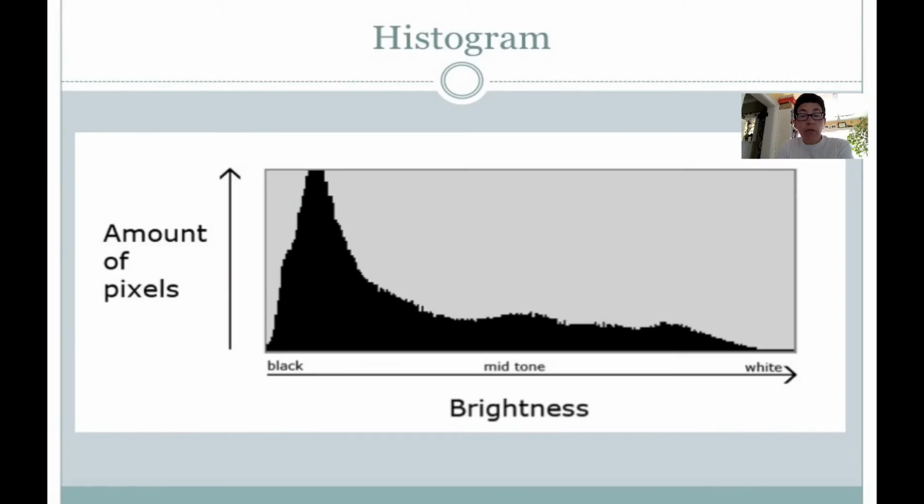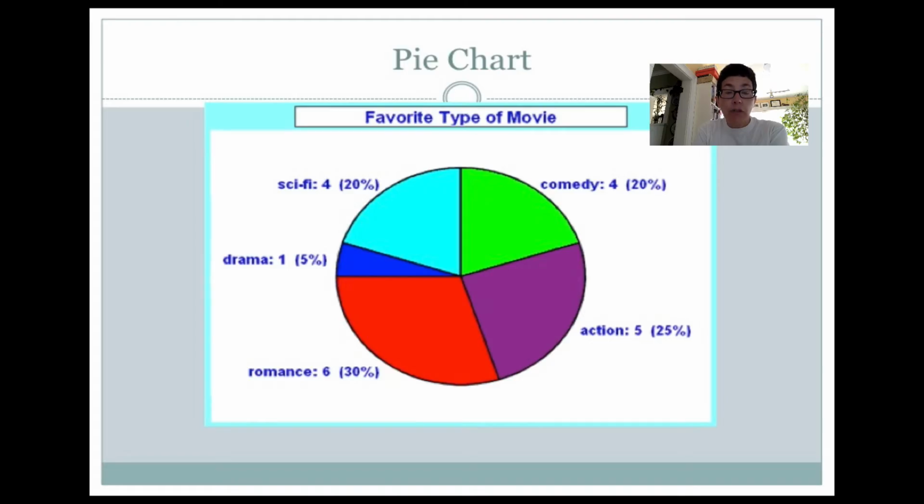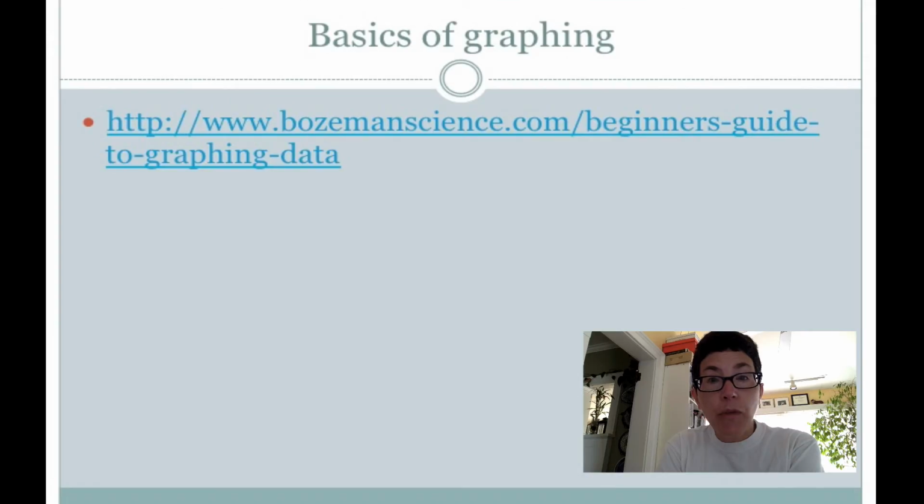Histograms. Histograms show distributions of data or a comparison of data. They can look similar to bar graphs, but the bars don't touch. Pie charts. Pie charts show parts of the whole. Each segment shows a percentage of the 100%. To review graphing basics, I recommend this Bozeman Science video.